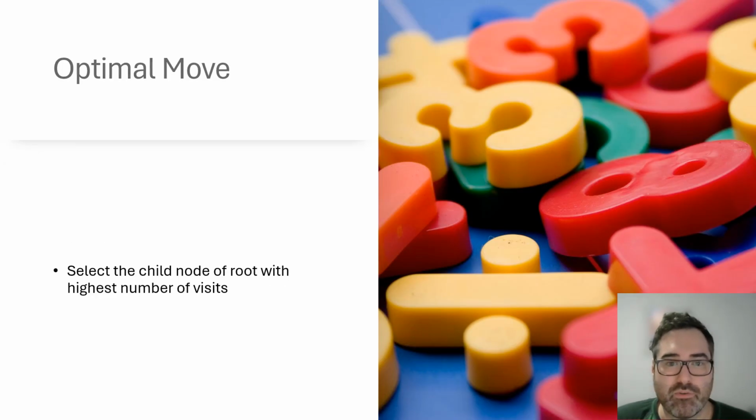Now that we've performed a certain number of iterations, we are left with a lot of data and a very big tree, but then how do we select the optimal move? This is simply done by selecting the child node of root with the highest number of visits. It's important to note that the optimal move may not have the best win ratio.